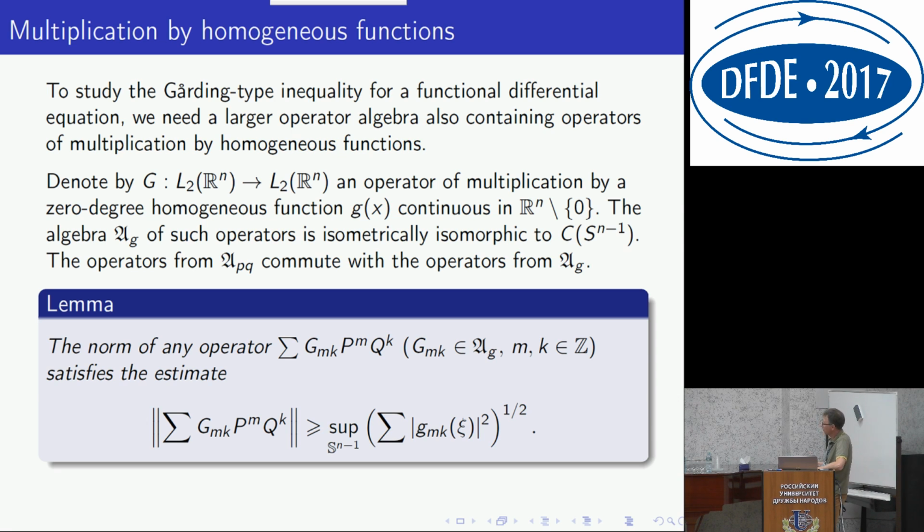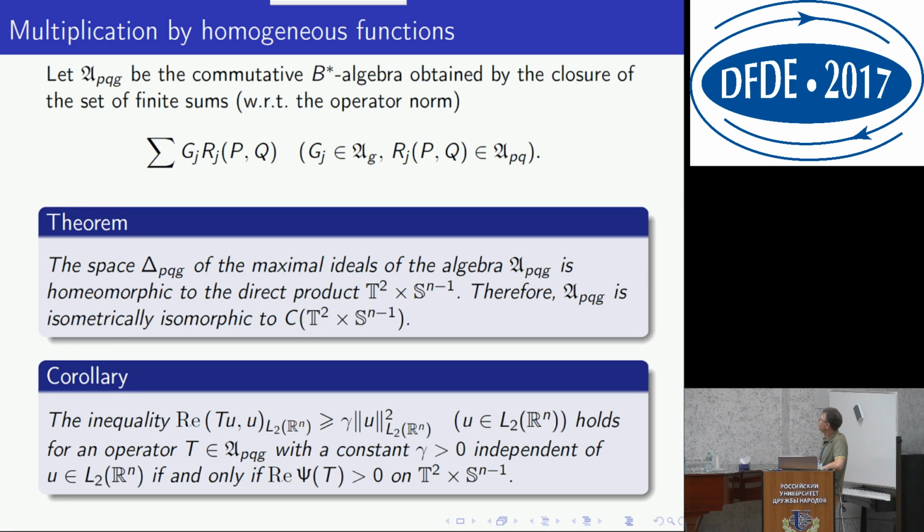And here, this lemma plays a similar role. It gives us the estimate from below for the norm of any such sum. The proof is a bit more complex, but it's completely analogous to the previous case. And we pass to the commutative B-star algebra obtained by the closure of the set of these finite sums, and obtain the analogous result.